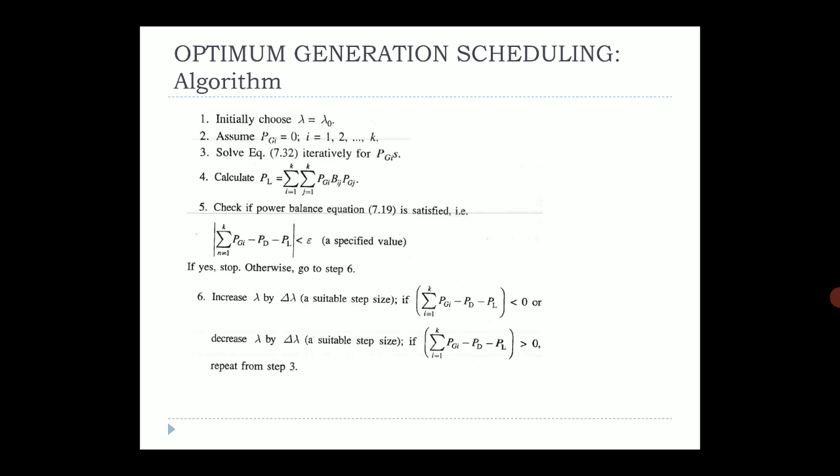The equality, the power balance equality, is that the summation of all the generation minus PD minus PL should be 0. It should not be exactly 0 because we are doing an iterative method. If it is a very small value, close to 0, we can stop our iteration. But most of the time when we assume lambda and PG, obviously they will not be exact. So we go on increasing and decreasing lambda till that value is reached.